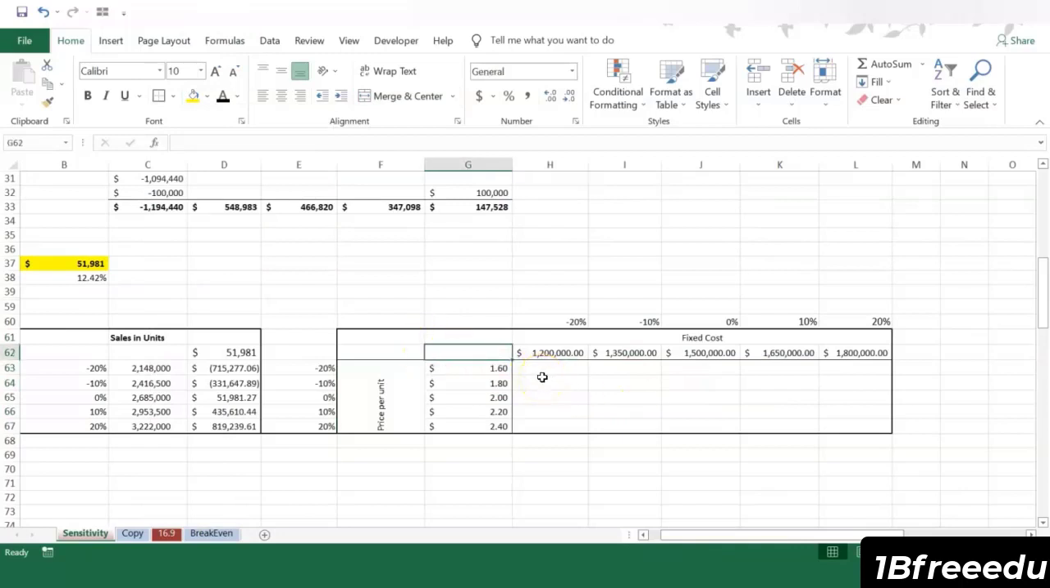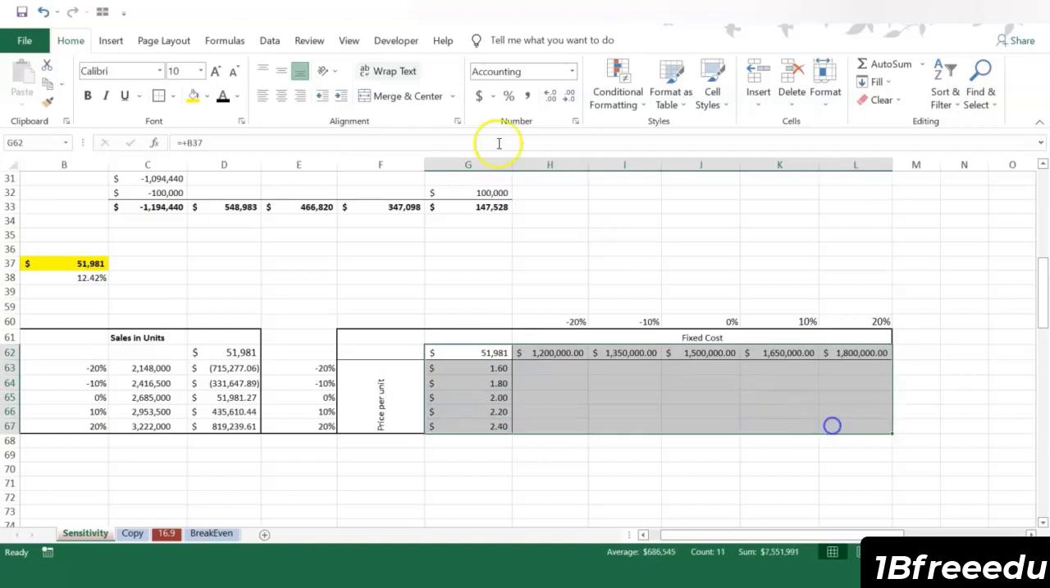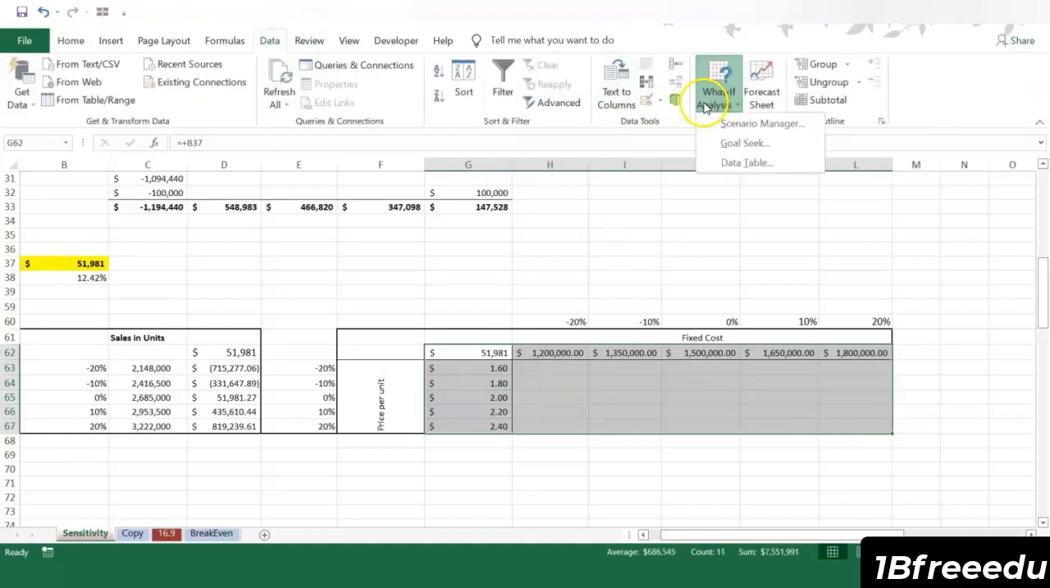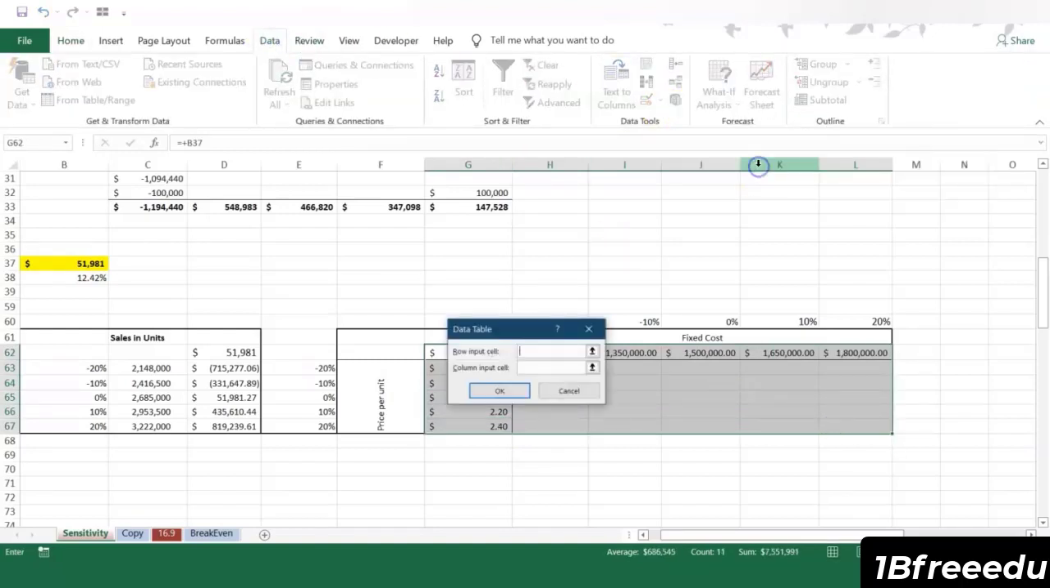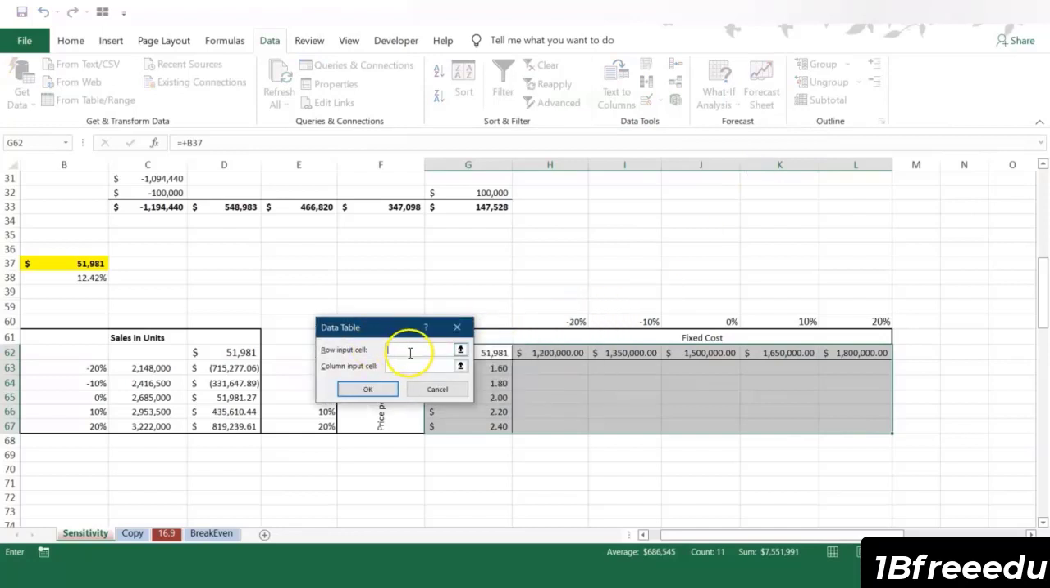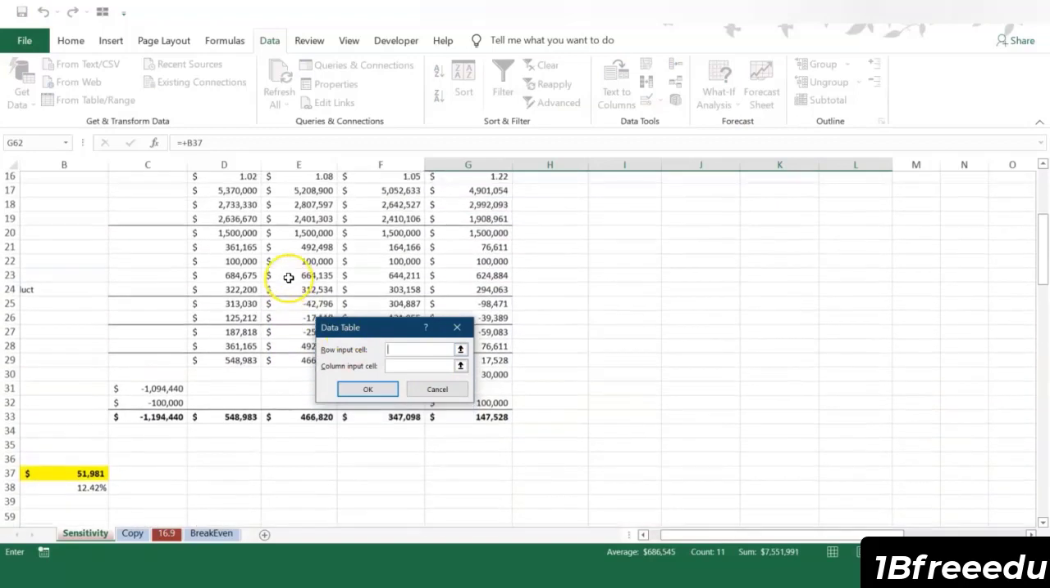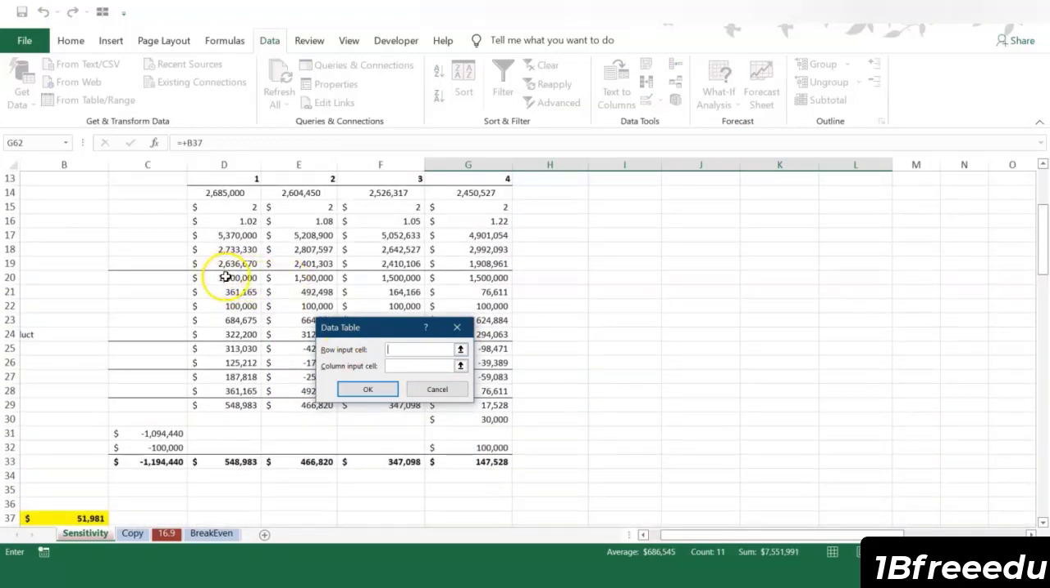And don't forget to link the NPV to our new table. Excellent. Now again, select the entire table, click on Data, What If Analysis, Data Table. For the row input cell, in this case we have the fixed costs from our original table. And for the column input cell, we have the price per unit.